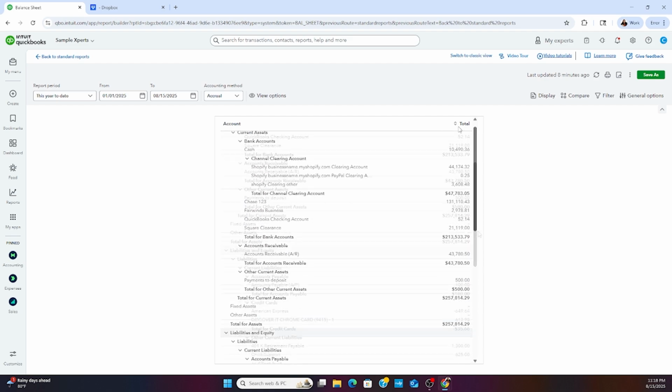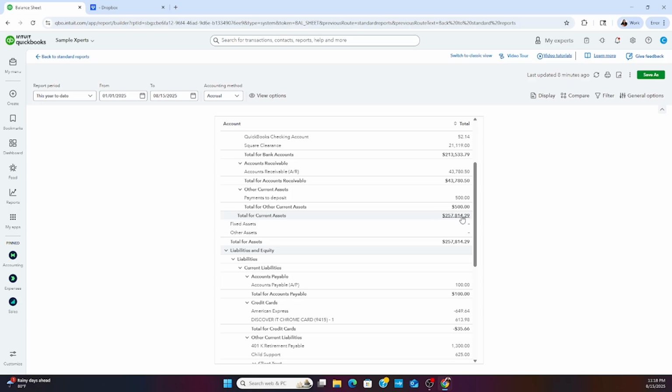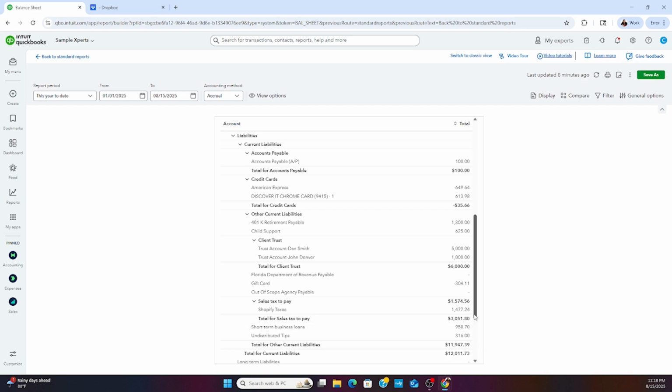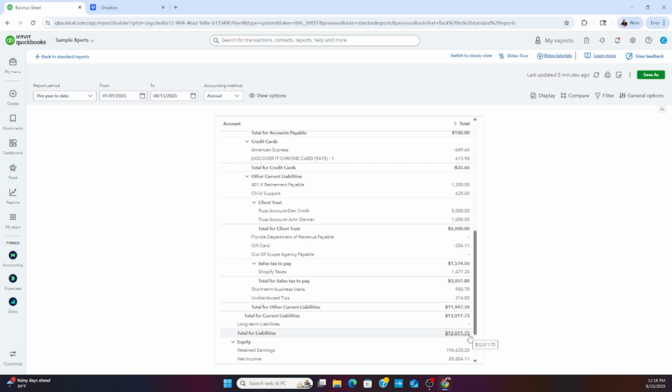take a look at the current assets. Okay. Total for current assets, this number is pretty high, 257,814.29. So this company is doing pretty good. Okay. Minus your current liability. Okay. Total for current liability is, we saw this number before, 12,011.73. And of course, we're going to have a heavily positive number because this company is rocking in this case. So obviously, you see a different number most of the time. Obviously, you don't want to see a negative number, but yes.